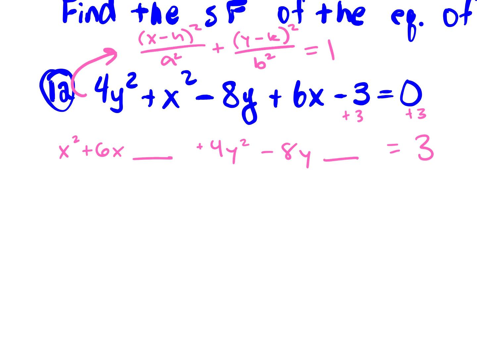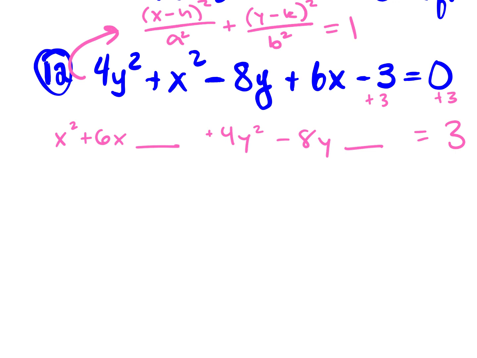What is the formula that I use to complete the square? b over 2 squared. And what's my b here? So 6 over 2 squared. So that would be 3 squared. So I'm adding 9 on the left side. So I have to add 9 on the right side too. So what's going to go into my parentheses squared? x plus 3.